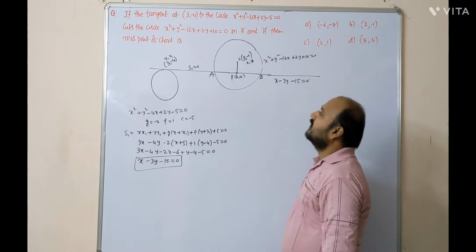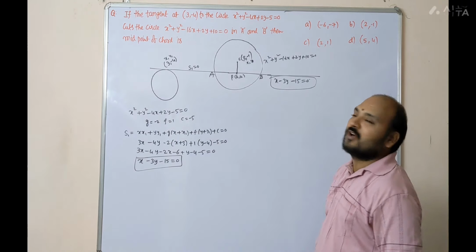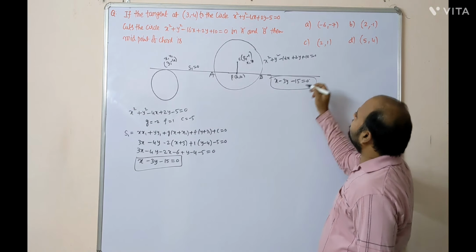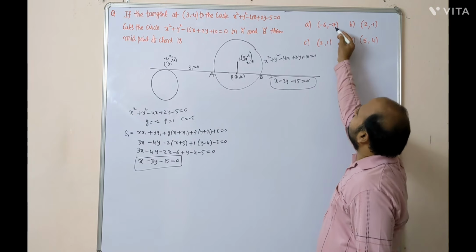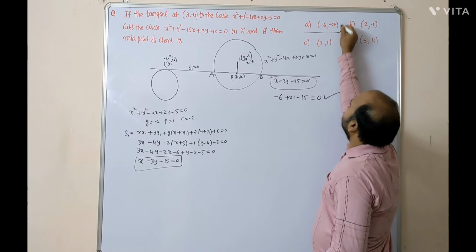But here, without wasting valuable time in competitive exams, among the options, whichever point satisfies this line, that is our right answer, the midpoint of the chord. So first option I am checking here: minus 6, minus 7. In place of x, minus 6, minus 3 times minus 7 plus 21 minus 15. Is it equal to 0 or not? 0. So it is satisfying, which means no need to check the other options. So the first option is the right option.